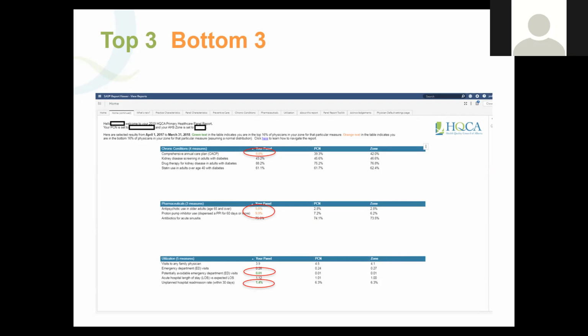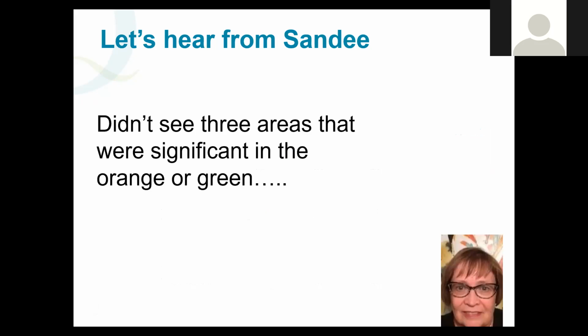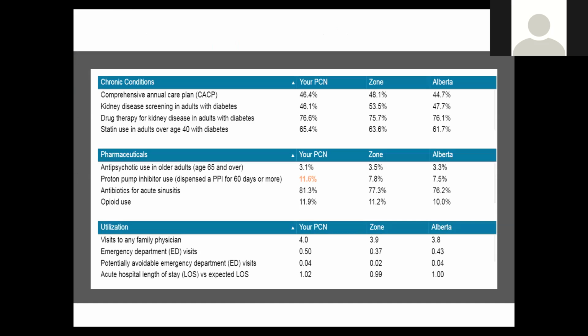So Sandy, what did you find when you reviewed your report? Yeah, thanks, Sue. So the first slide, if you just show, I noticed when we got to the report, the homepage, I didn't really see 3 areas that were significant in the orange or the green. So there was nothing that stood out. And so I wanted to have a look, and what I saw was that, okay, we did have one in orange. It was 11.6%. It was around their proton pump inhibitor use. But I also knew, and I think this is where we sometimes have an advantage as improvement facilitators, that there had been conversation in our PCN around antibiotic use for acute sinusitis. So I wanted to have a look at that, and that was 81.3.